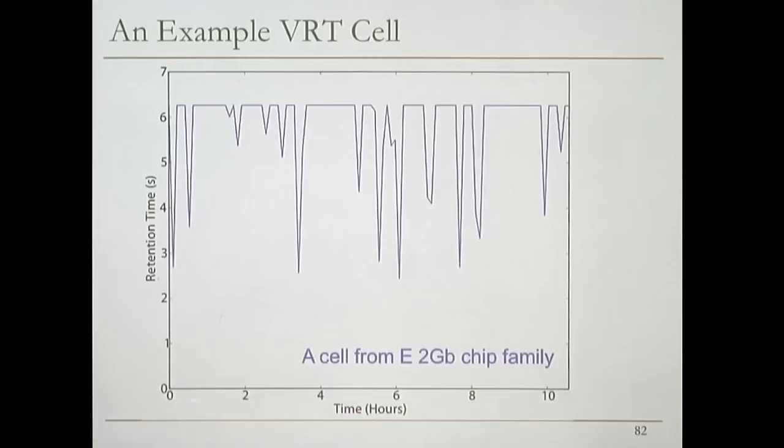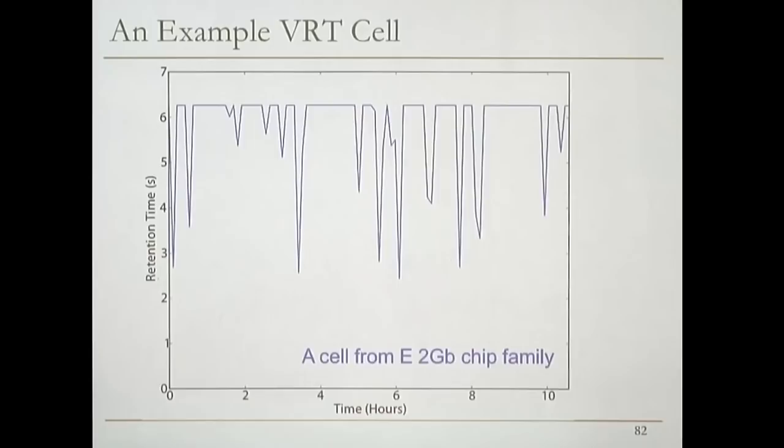It looks like this, basically. This is a real design. It's in terms of hours over here, and the retention time is in terms of seconds, because we actually do this testing at low temperatures. Basically, you see that you don't do anything else. Data patterns remain the same. You just measure the retention time of the same cell at different times. It can retain data for a long time over here. This is the maximum retention time we measure. But sometimes it dips, as you can see. So this is the phenomenon of variable retention time.